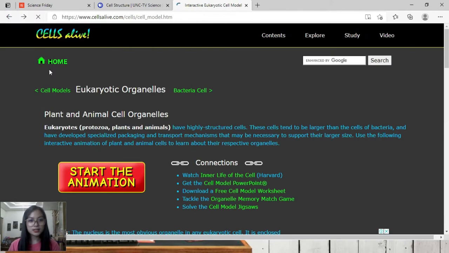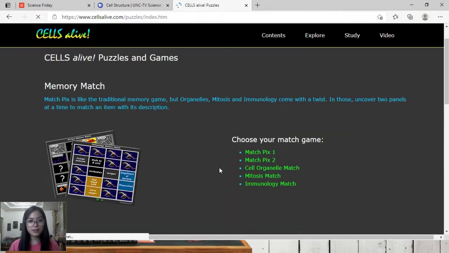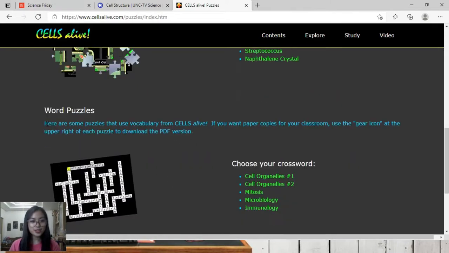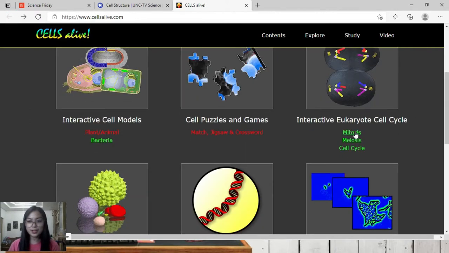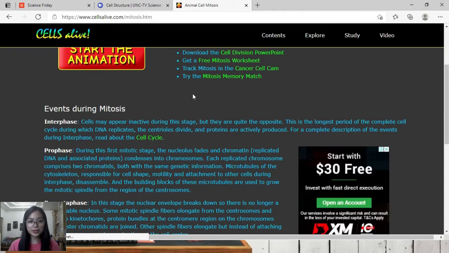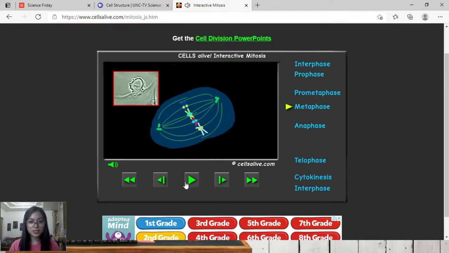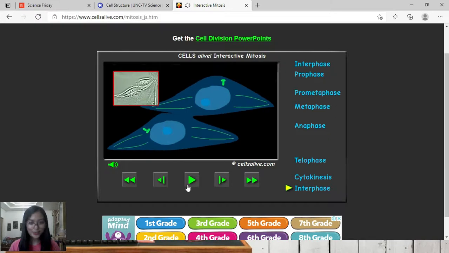Then, if you would like to have interactive games about cells, so you also have here the games about cell, jigsaw puzzles, word puzzles. Then we also have the interactive about mitosis for grade 8. So this is what happens during metaphase. So let's try to play. Going to anaphase, telophase. Okay, that's it.